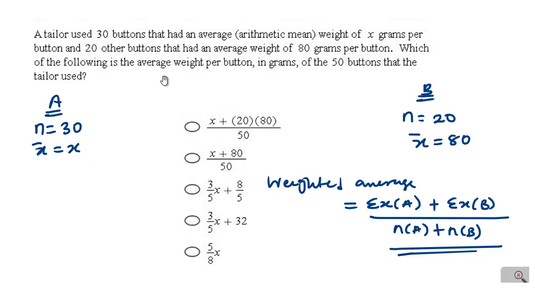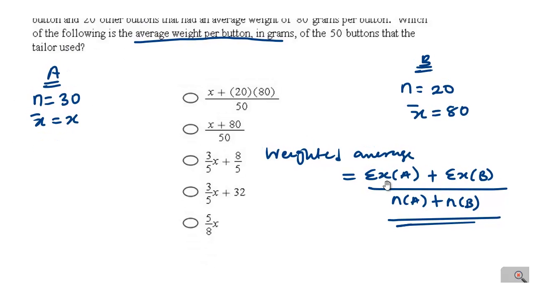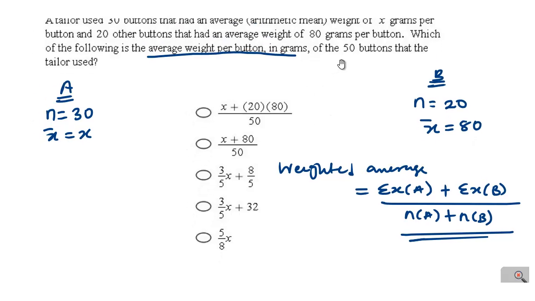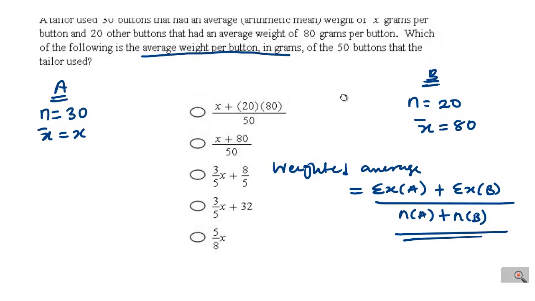Which of the following is the average weight per button in grams of the 50 buttons? Average weight per button basically is talking about the weighted average of the 50 buttons that the tailor used. So that is what we are calculating. So we need summation x of A, summation x of B. We know N of A, which is 30. We know N of B, which is 20, which makes it 50 buttons as it has been written here.